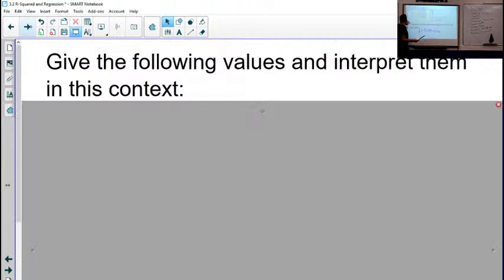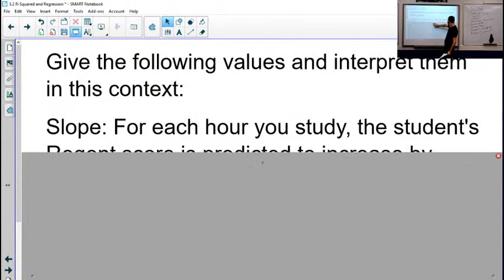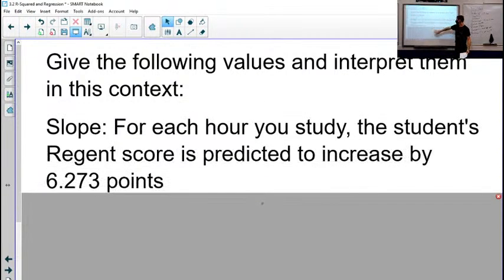Slope is, for each unit increase in x, y is predicted to increase by this amount. So what is x in this case? The study hours. So for each hour you add to your study, the y value, which is score, is predicted to increase by 6.273 points.